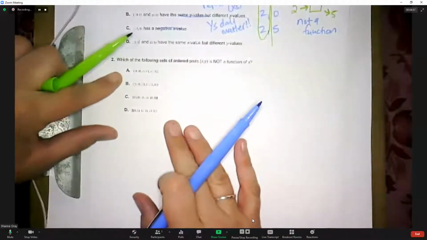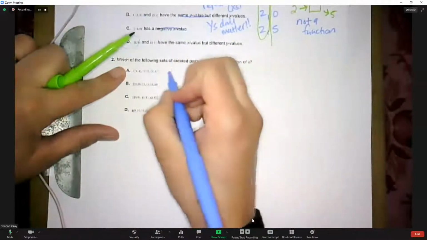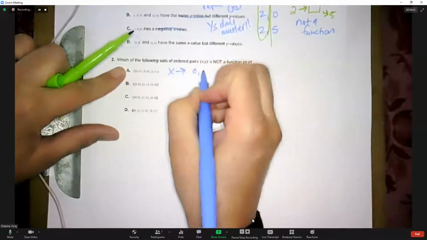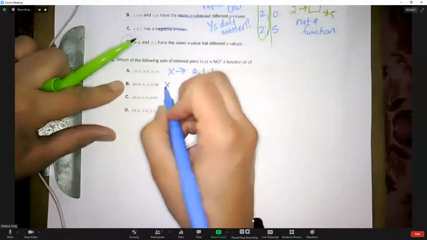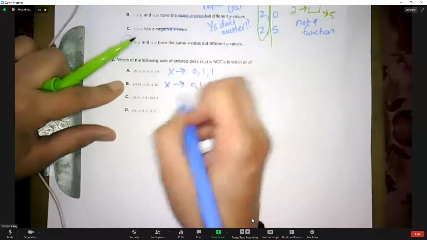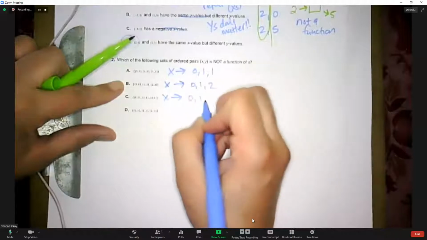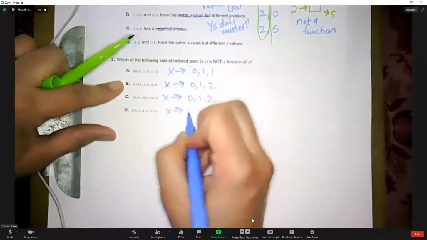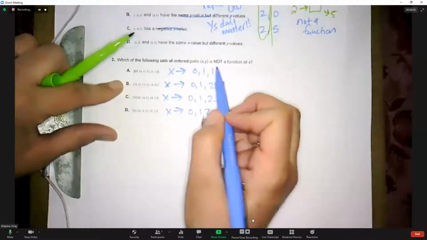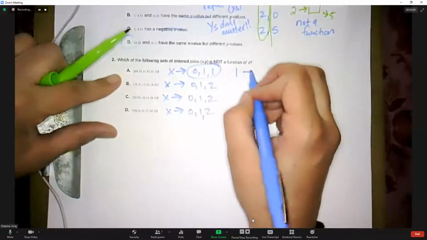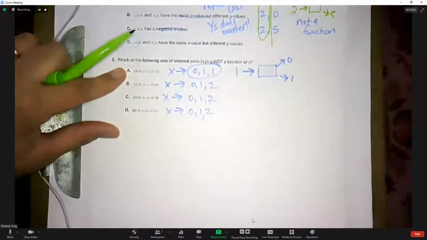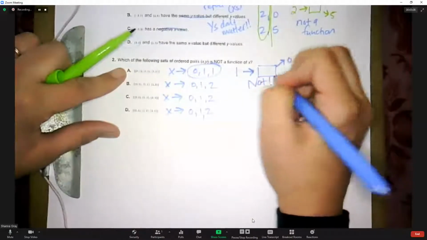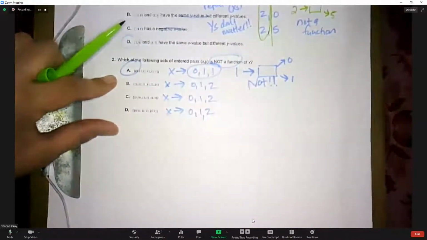All right, same thing for the next one, except this time it's giving me groups of them. So for this one, my x's are 0, 1, and 1. So that seems like a problem, huh? For this one, the x's are 0, 1, and 2. For this one, the x's are 0, 1, and 2. And then for this one, the x's are 0, 1, and 2. So I just convinced myself that this is the issue, right? So again, I have a machine where a 1 goes in, and according to this, a 0 comes out and a 1 comes out. So this one is not a function.